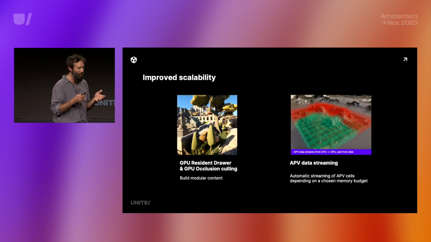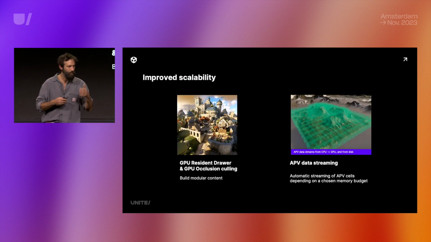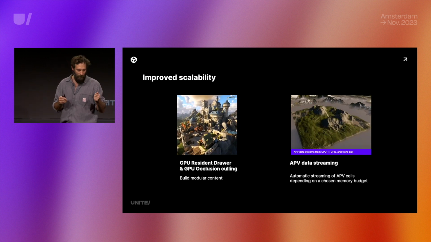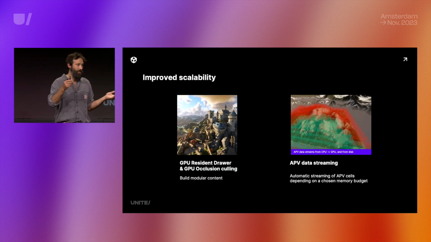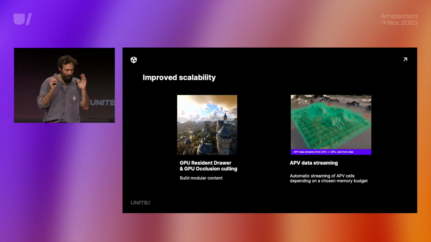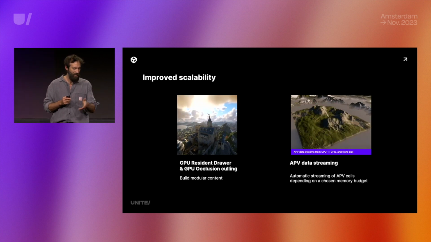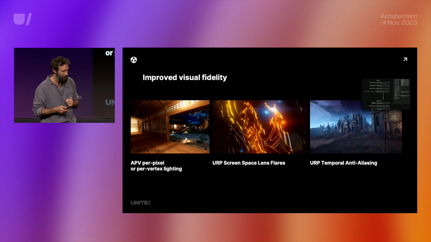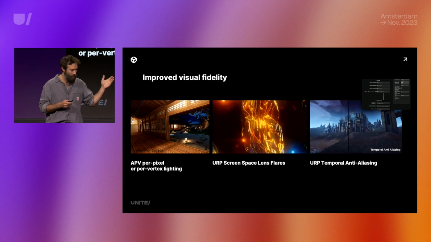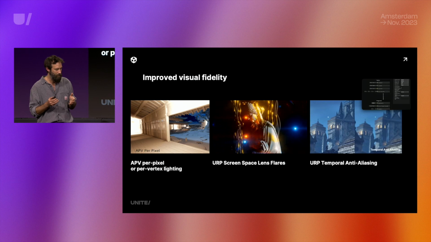So yeah, we wanted to improve scalability with a resident drawer and occlusion culling. These will be just buttons that you turn on and it's magical, which is pretty amazing. And the APV data streaming that I mentioned, and improved visual fidelity thanks to the APVs for the dynamic objects.